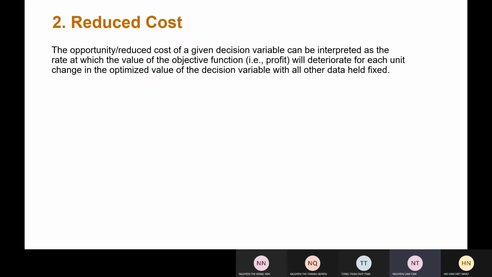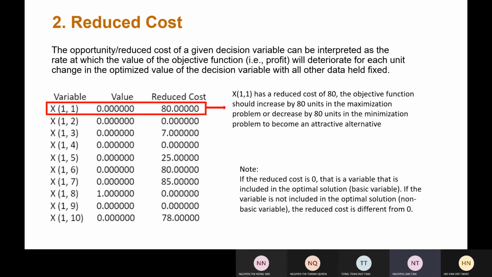The second part is about the reduced cost. The opportunity or reduced cost of a given decision variable can be interpreted as the rate at which the value of objective function, for example profit, will deteriorate for each unit change in the optimized value of the decision variable with all the other data held fixed. So let's take x11 for an example. So we can see that x11 has a reduced cost of 80.